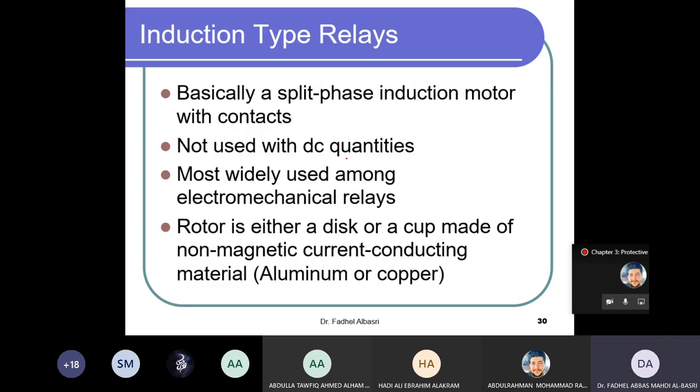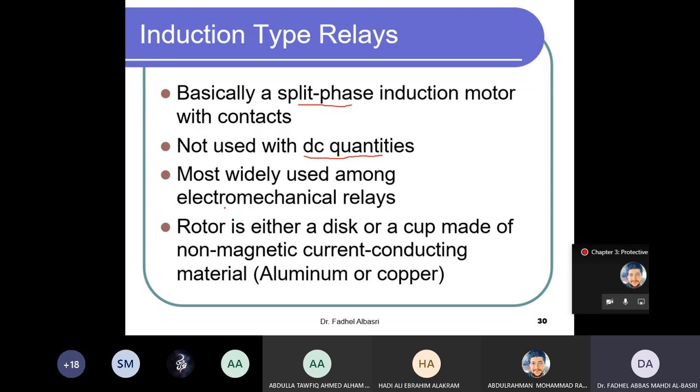The third type of electromechanical relay is the induction type, like an induction motor. Basically it is like a split-phase induction motor, and as I mentioned, the induction type has two types: a disk type and a cup type. This is because an induction motor is based on the induction principle, it won't work with DC inputs. It only operates when you have an AC.